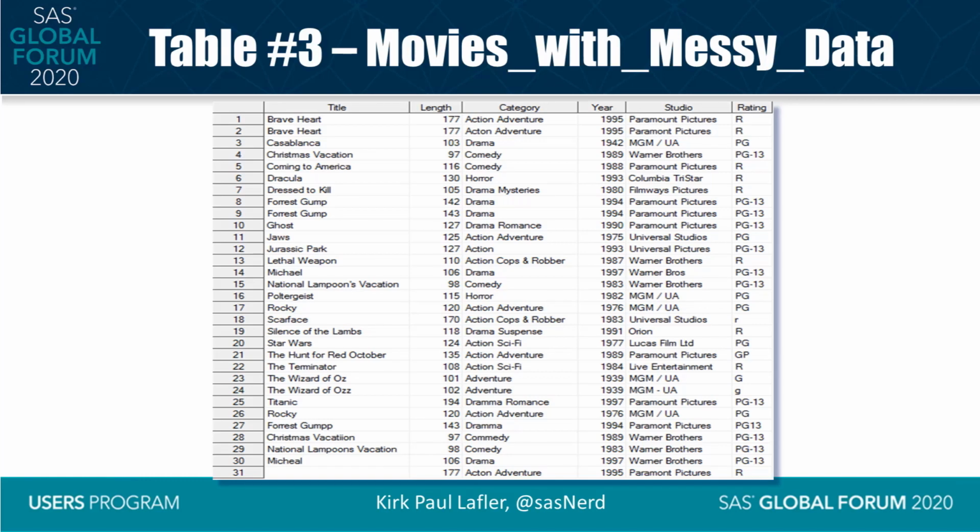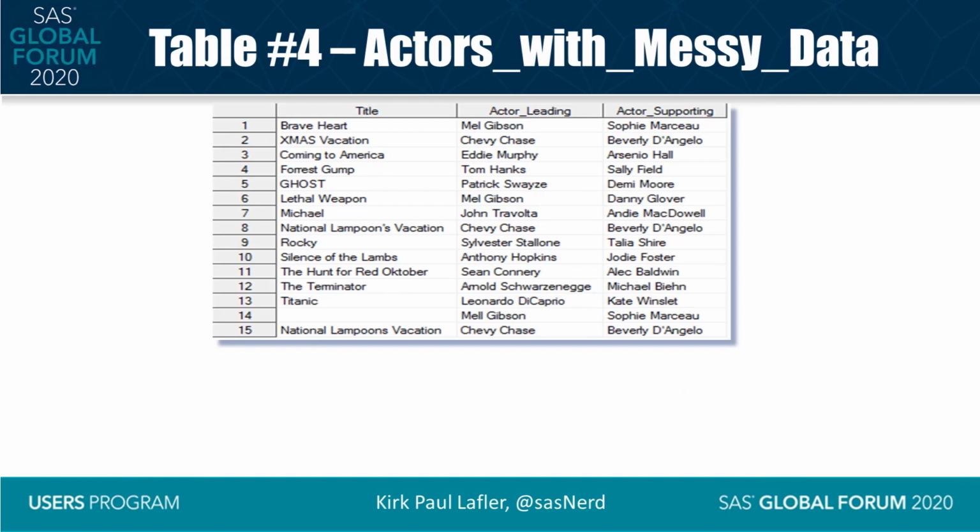Then we have another table, actors with messy data. This table contains 15 rows or observations and 3 columns or variables. It too has been purposely given some bad data: misspellings, incorrect movie types, missing values, duplicates, things of this nature.